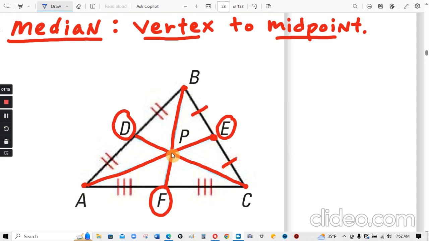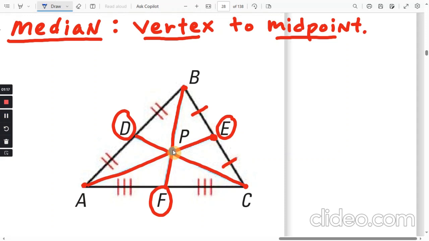Now this point P in the middle, where all the medians meet, that's called a centroid. Okay, so point P is called a centroid.